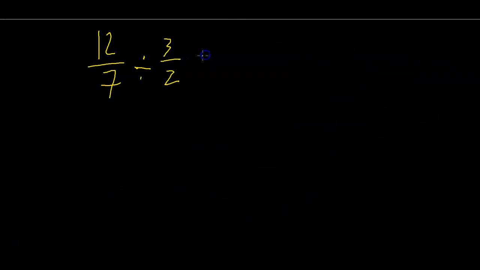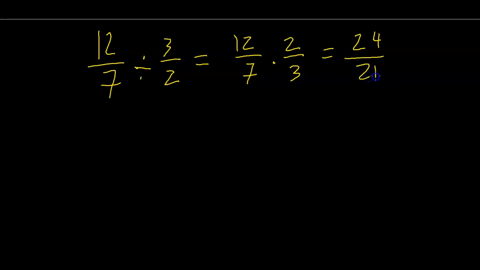So when you're taking a fraction and dividing it by another fraction, all you need to do is keep the first fraction, 12 over 7, and then multiply by the reciprocal of the fraction you're dividing by. And then we remember how to multiply, right? We just multiply across the numerators. 12 times 2 is 24. Multiply across the denominators. 7 times 3 is 21. Our answer, 24 over 21.